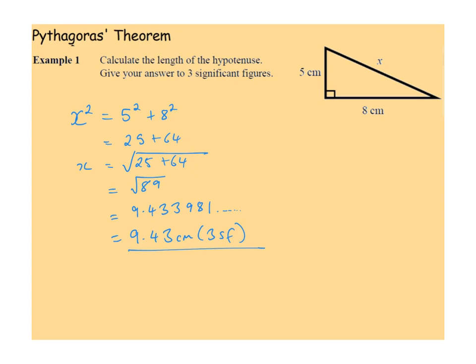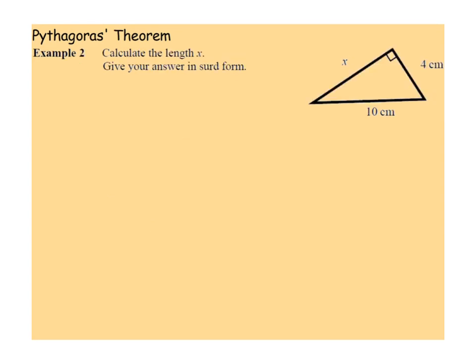Okay, on to example 2. Now in example 2, there's two things to notice. First of all, they've given you the hypotenuse in this question. And secondly, they've asked for the answer in surd form. So we'll come to the surd form bit shortly. But first of all, let's write down Pythagoras' theorem.